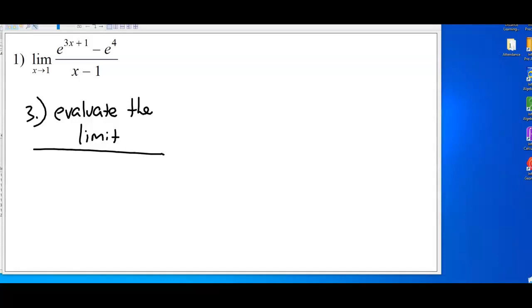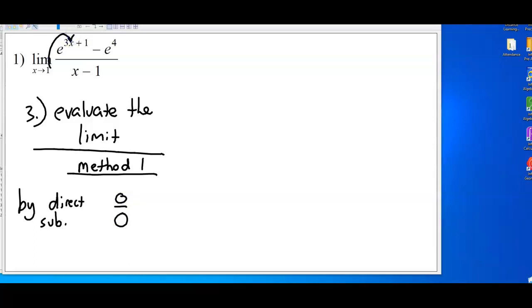Okay? So here's method 1. Method 1 is to apply L'Hopital's rule. Okay, and I'll show you how it works. So by direct substitution, you would get 0 over 0. And you guys can test that if you want. If you plug in 1 here, you're going to get e to the 4th minus e to the 4th over 1 minus 1. So you end up with 0 over 0.